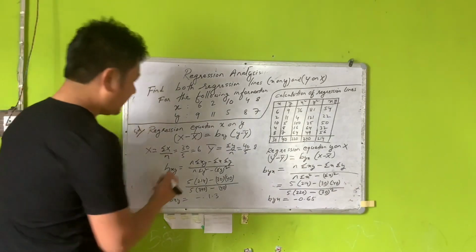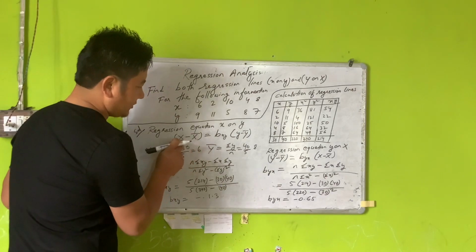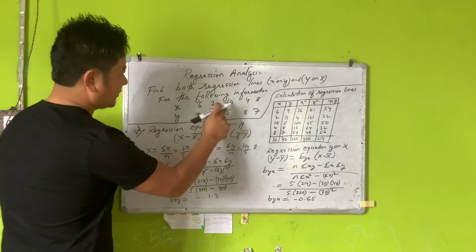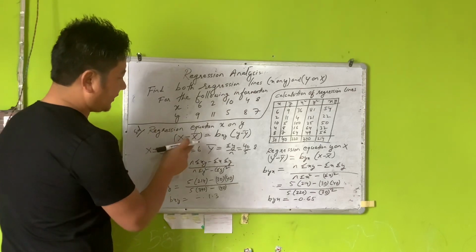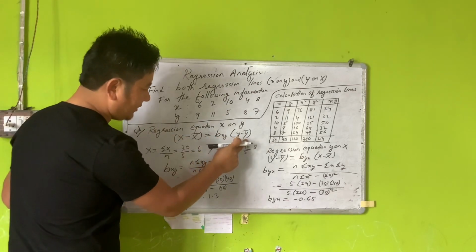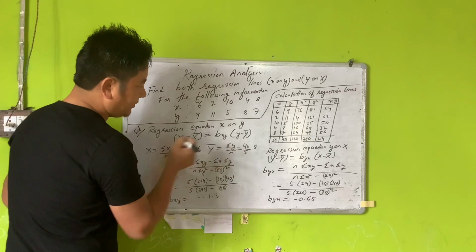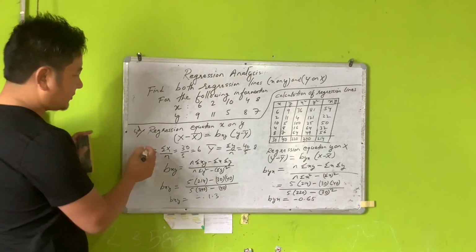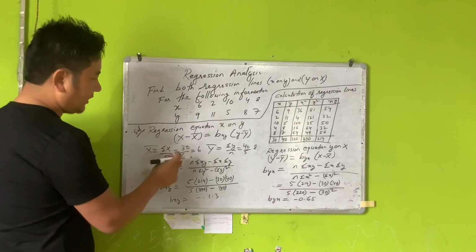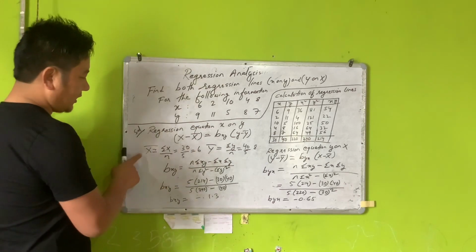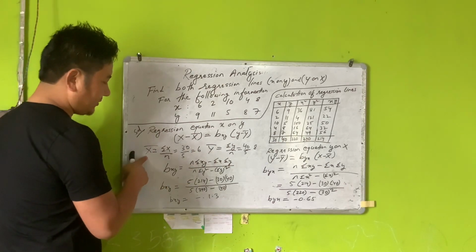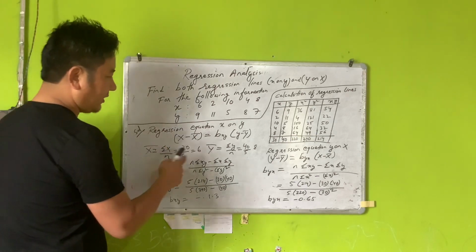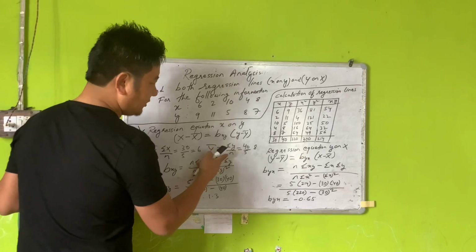Now what is needed here? We need x bar. From this information you have to find x bar, then y bar, then you need to find bxy. So x bar is equal to what? And y bar is equal to what? You know that x bar is equal to summation of x divided by n, and y bar is equal to summation of y divided by n.